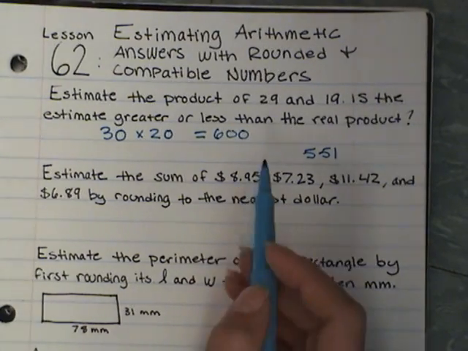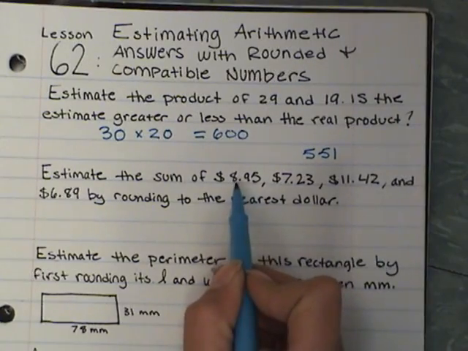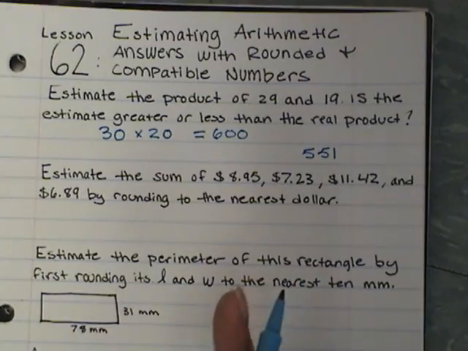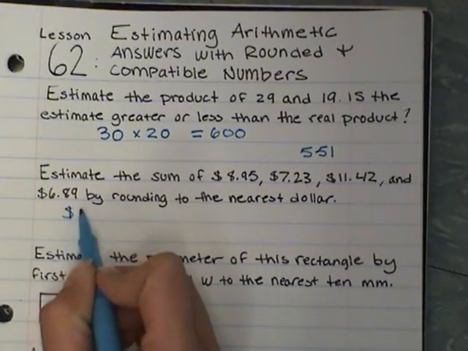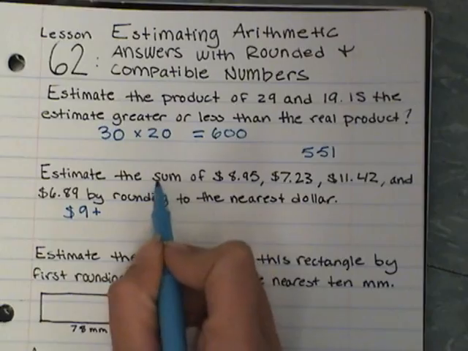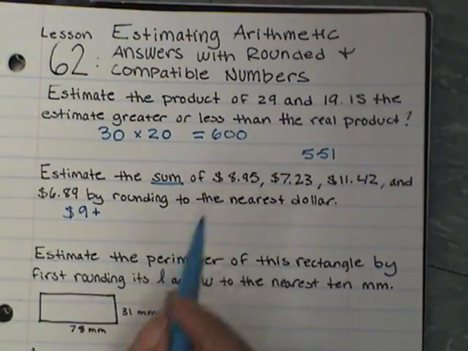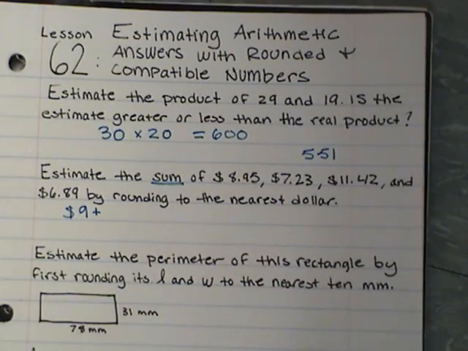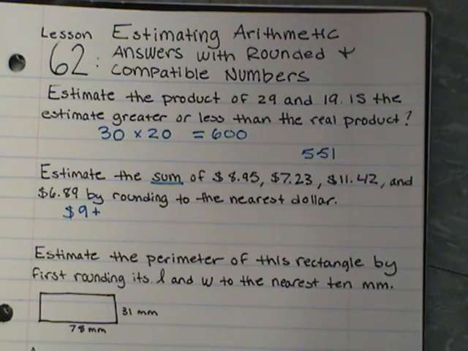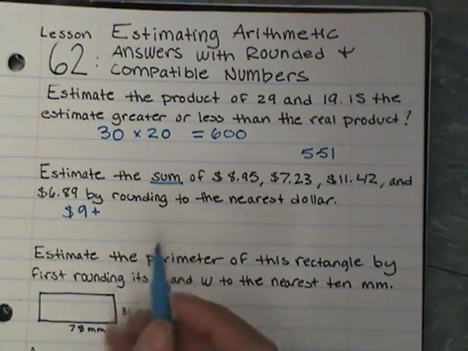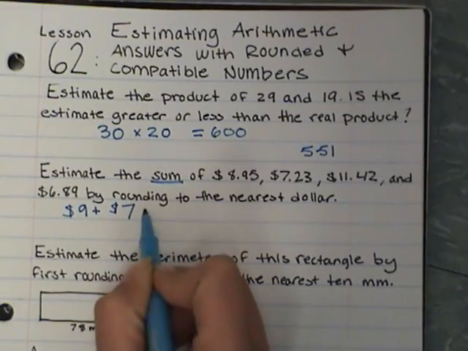Okay, so I'm going to start with my first number. If I'm going to take $8.95, I'm going to round it to the nearest dollar. What is $8.95 almost? Yes, it's almost $9. And it tells me sum, so I know I'm adding them. Sum, adding; product, multiplication. Okay, my next number, $7.23. Well, I'm going to have to round down because it's not above 50. If it's 51, I round up. If it's 50, I round up. 49, I'm going to go down. So, I would round $7.23 down to just $7.